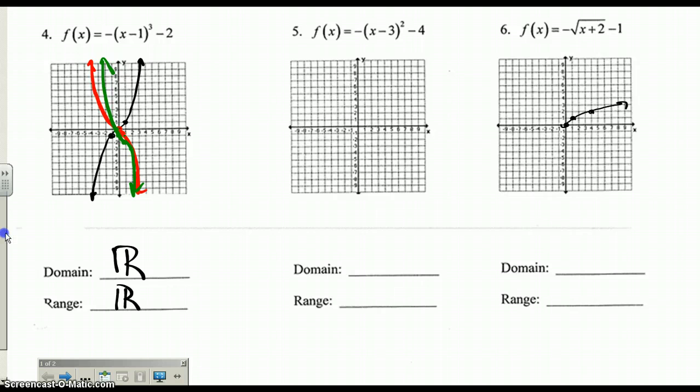I'm going to graph the reflection next. 0, 0, 1 comma negative 1, and 4 comma negative 2. So there's my reflection, but now I need the shifts. So I'm going to move to the left 2 and down 1.